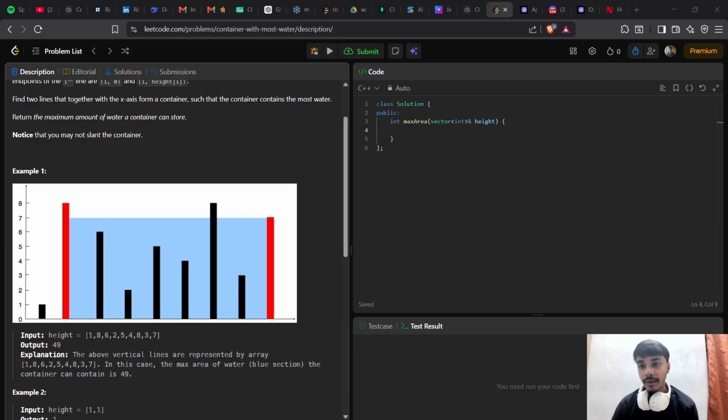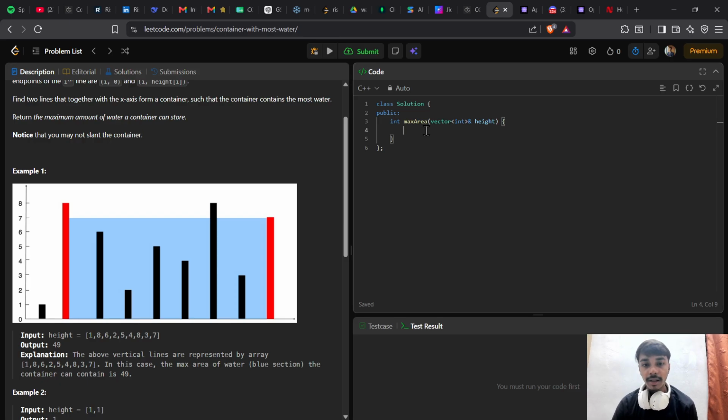I think the amount of water depends on two things: the width between the lines and the smaller height, because water cannot exceed the shorter wall. The brute force idea is we could try every possible pair using two loops. For every pair, calculate width, calculate minimum height, calculate area, and keep track of the maximum area. But this requires O(n^2) time complexity, which is too slow for large inputs.